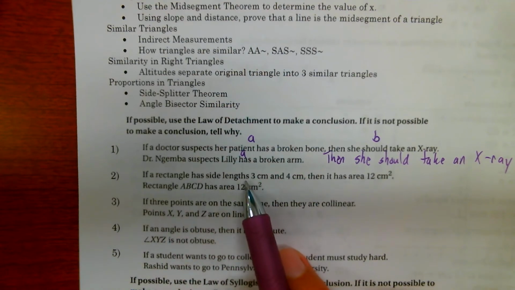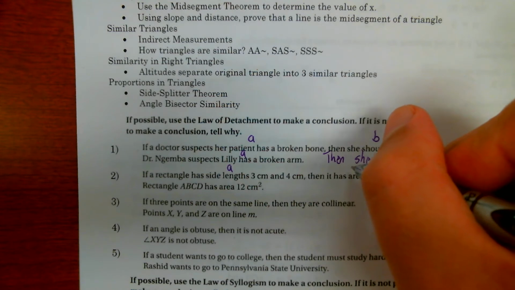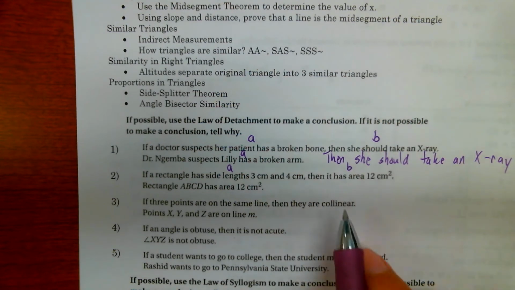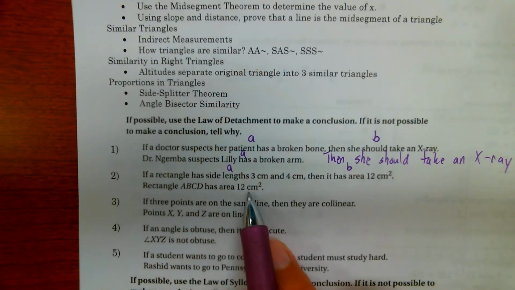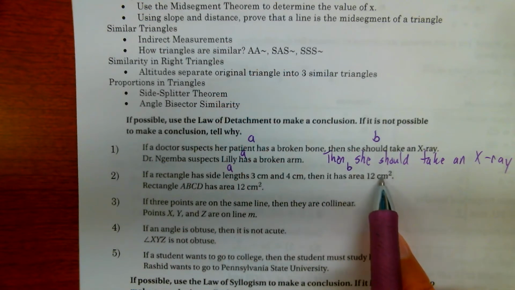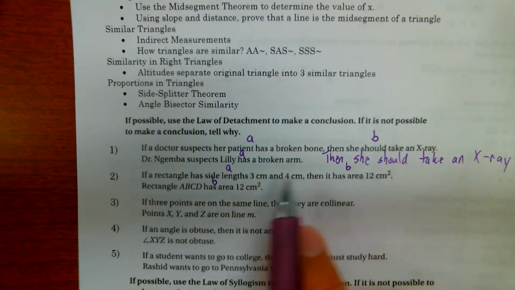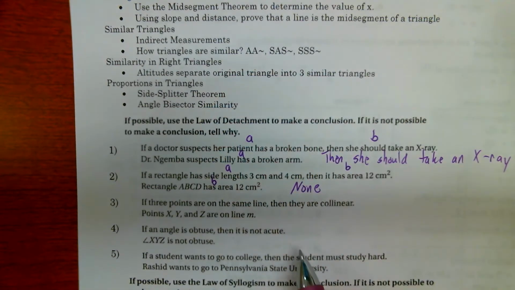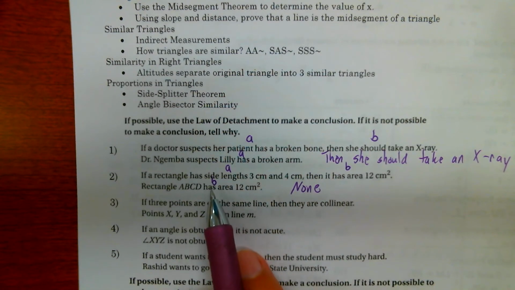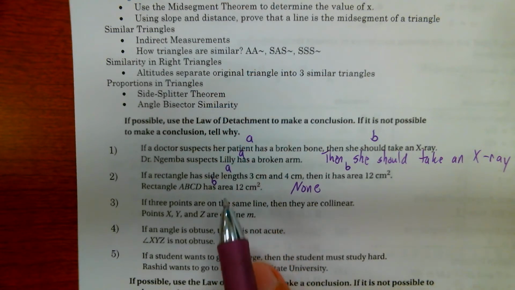If a rectangle has side lengths of 3 and 4, that's my A. Then it has an area of 12 square centimeters. But then it says rectangle ABCD has an area of 12 square centimeters. That's a B. If A, then B, and I have B. I can't do anything there. I can't make a conclusion. For law of detachment, that second statement has to be a repeat of A.